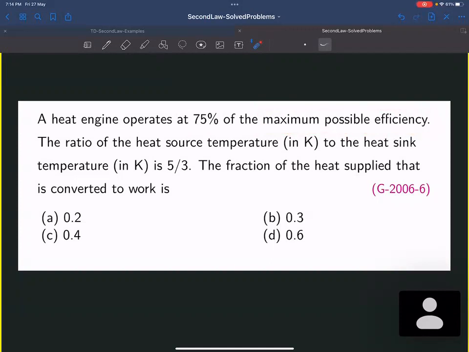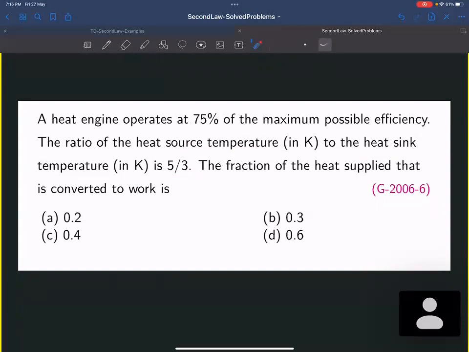The other data is the ratio of heat source temperature to heat sink temperature in Kelvin. We are expecting the temperature in Kelvin. Here the heat source to heat sink ratio is given as 5/3. You are asked to find the fraction of heat supplied that is converted into work. What fraction of QH is converted into work? That means simply W by QH. That's what we are going to find.